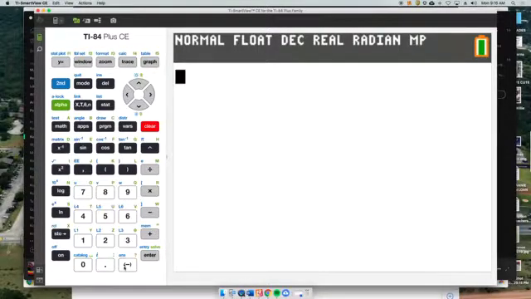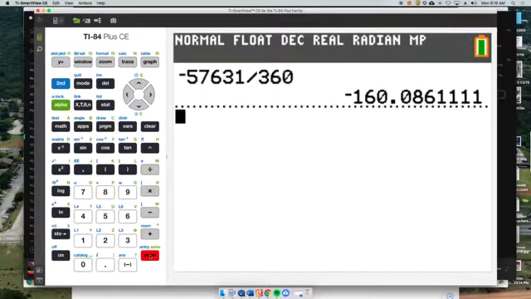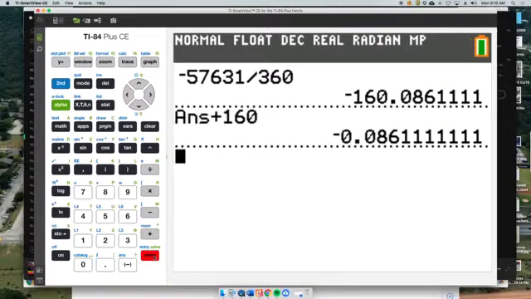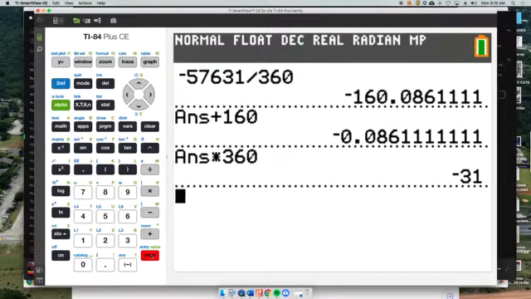Not writing anything down. All right, so negative 57,631. I'm going to divide that by 360. Okay, boom. That gives me rotations. I'm going to add back that number to get the negative, boom, and then I'm going to remultiply by the same number that I divided by, and I get negative 31. Okay? So it's just a real quick way to get rid of the full rotations without having to add back 360 160 times. Got it?